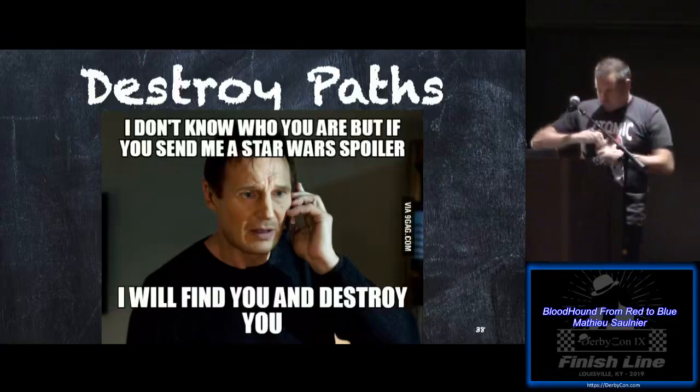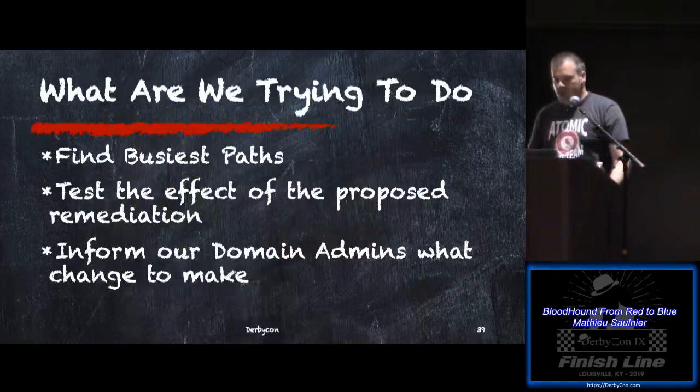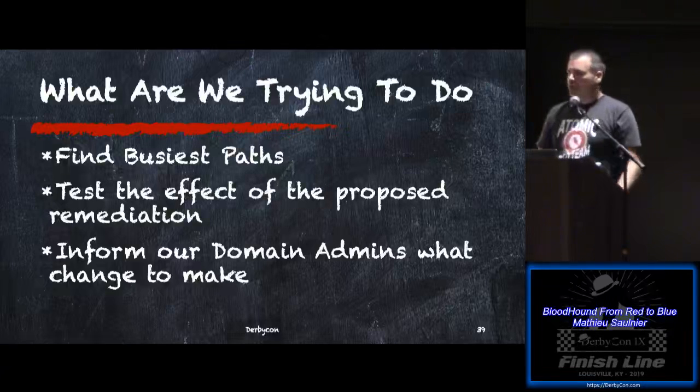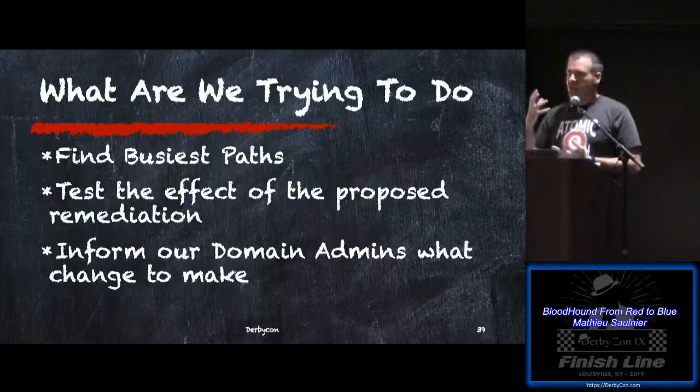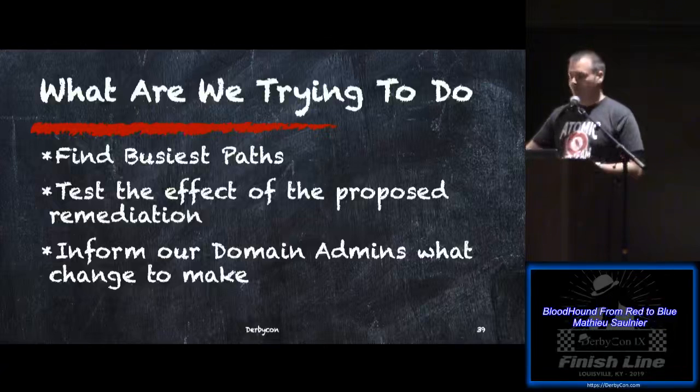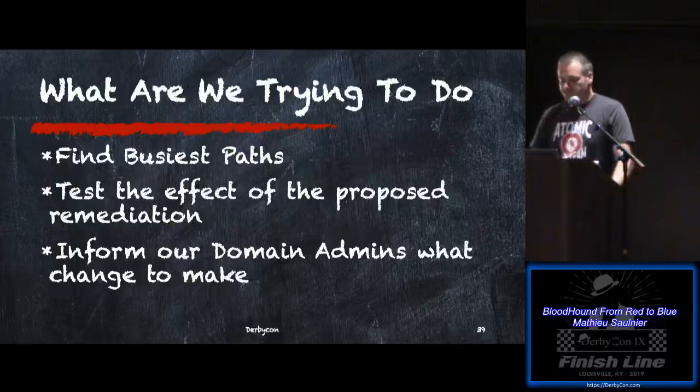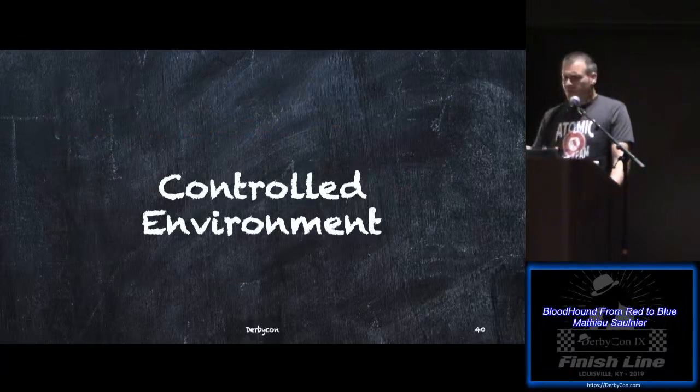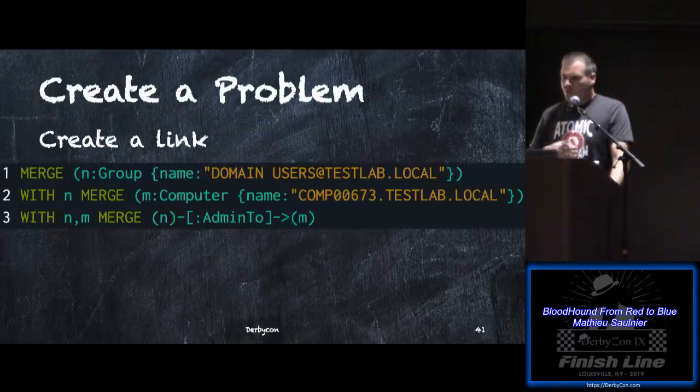So now that we know about Cypher, we're going to go and destroy some paths. I'm just going to explain what we're trying to do exactly. We're trying to find the busiest path that gives most of our users a path to a high-value target. Then we're going to test the effect of the remediation that we want to send to our domain admins, just to make sure that it actually kills the path, destroys the path for real. This way, our sysadmins won't work for nothing, and we won't have paths when they're done fixing the problem. So we're going to try that in a controlled environment first.